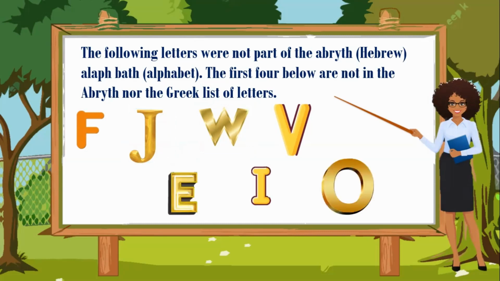Then we also have E, I, and O. These were not represented in the original Paleo-Phoenician Abryth language. However, they began to appear following the introduction of vowel points. Of course, that meant changing the form of various words, and that has also contributed to changes even in the interpretation of some words.